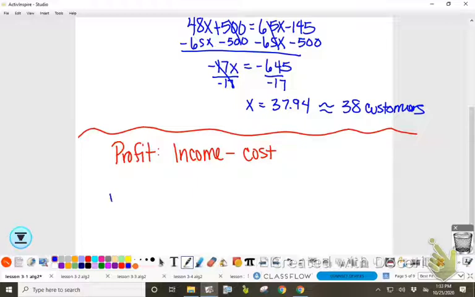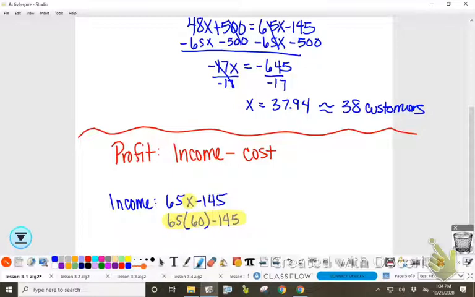So our income equation from up above was 65x minus 145. But they told us that x was 60 customers. They want to know how much profit they'll have when they have 60. So I'm going to substitute 60 in here and then just put that in my calculator. Just put the whole thing in your calculator in one step. And so your income will be approximately $37.55.